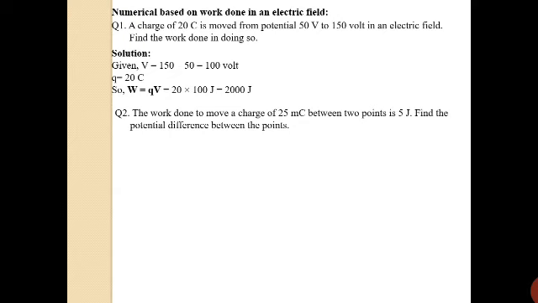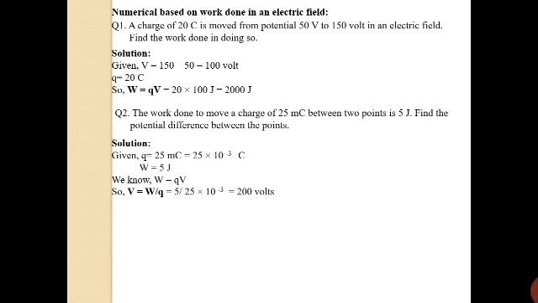Second: the work done to move a charge of 25 millicoulomb between 2 points is 5 joule. Find the potential difference between the points. In this case the charge is given in millicoulomb, so we should convert it into coulomb, and the work done is also given, that is 5 joule, and based on this we have to find the potential difference. So first we convert the charge into coulomb, that is 25 into 10 to the power minus 3 coulomb. Work done is given, apply the formula, W is equal to QV, V will become W upon Q, and solving we get 200 volts. So the potential difference between the points is 200 volts.